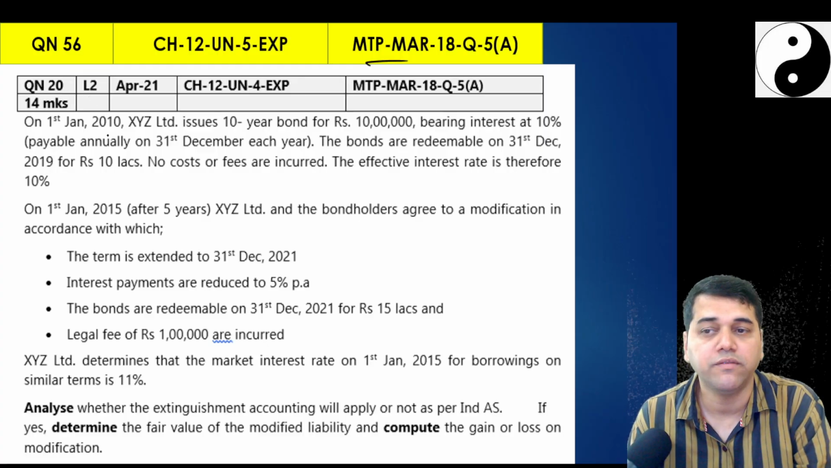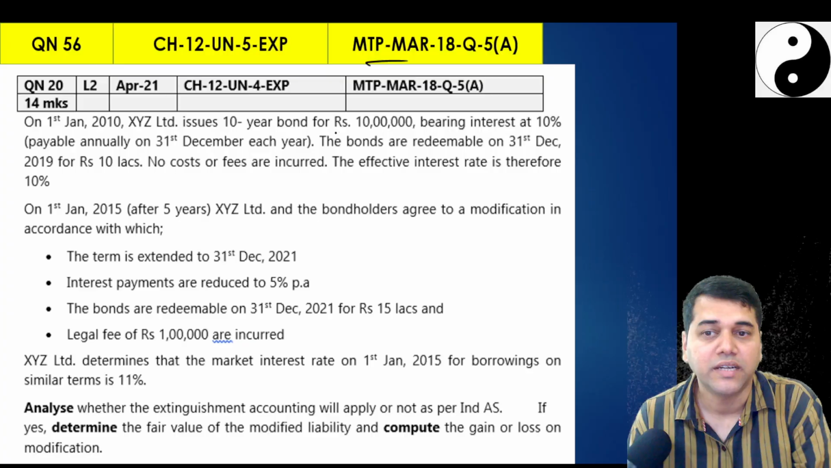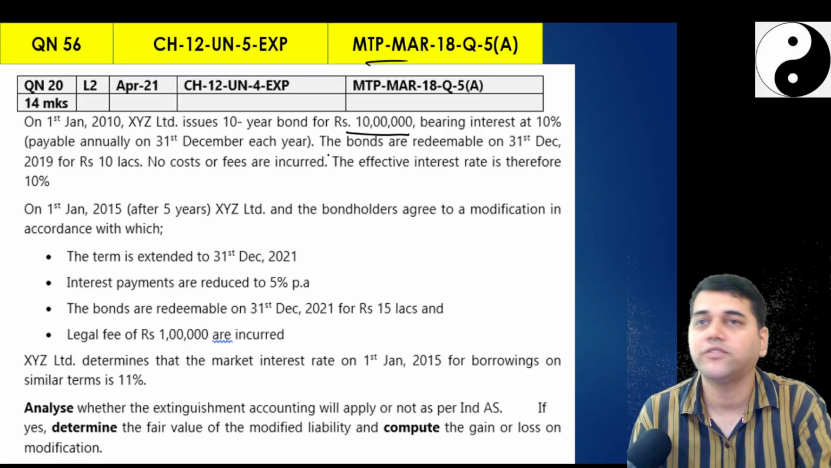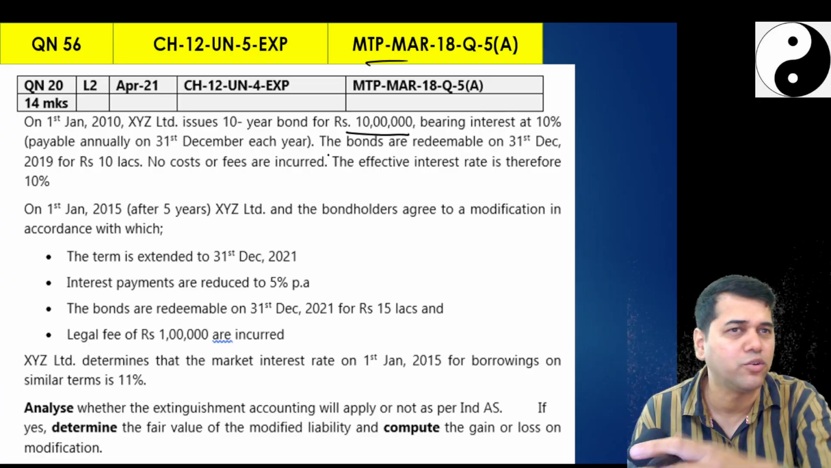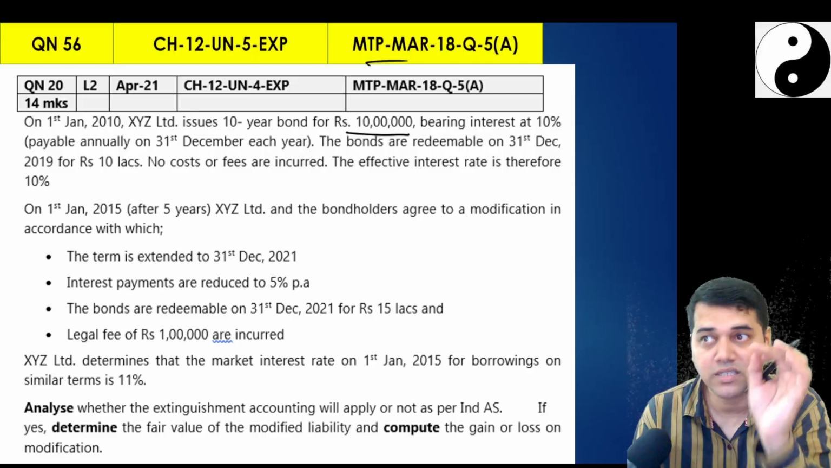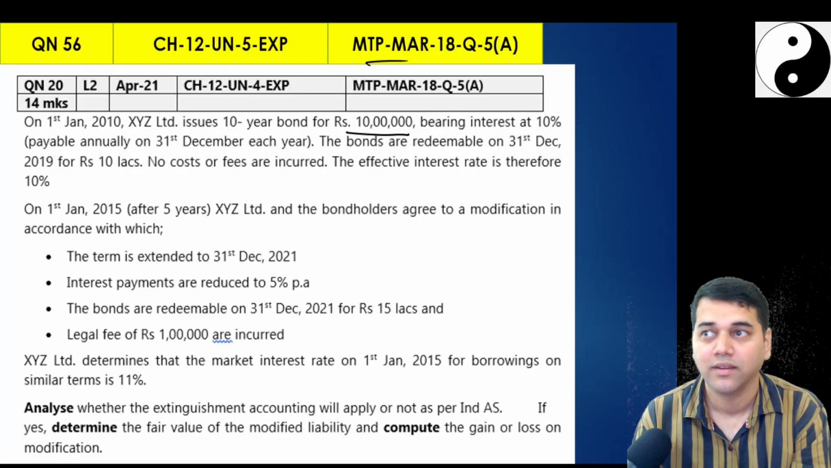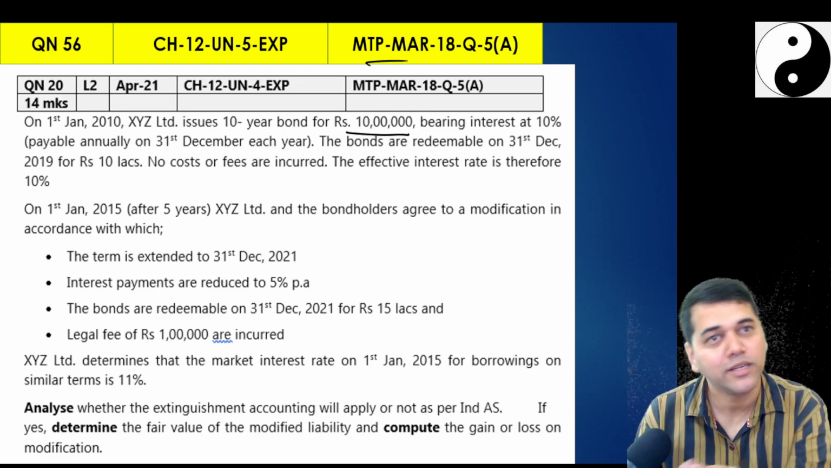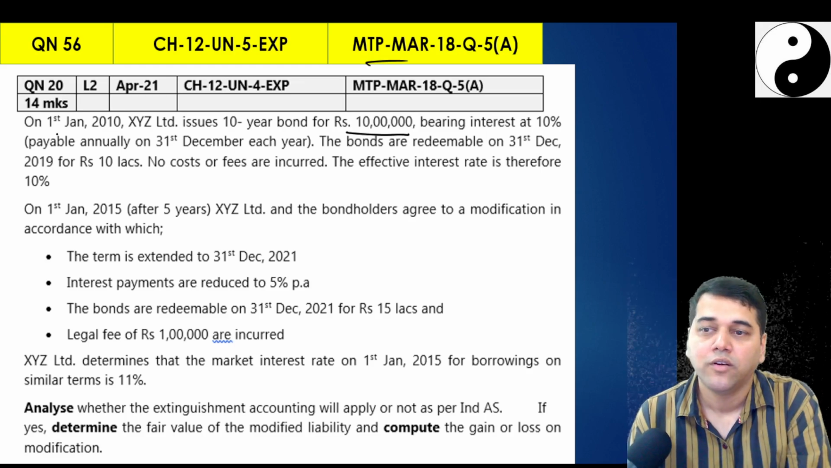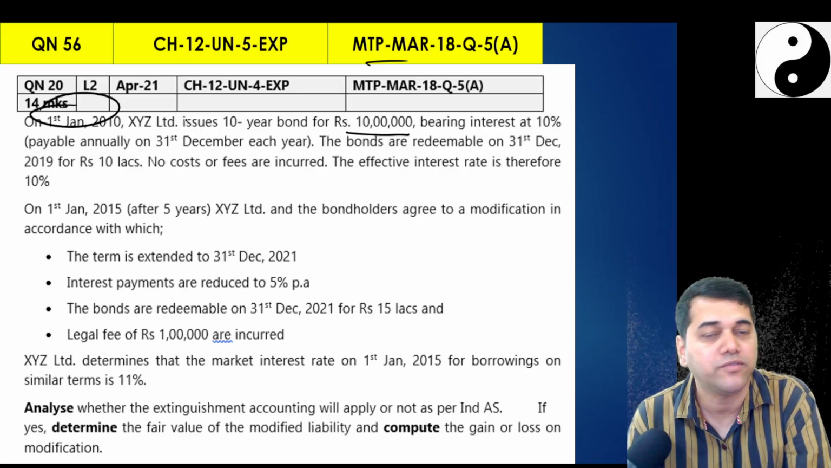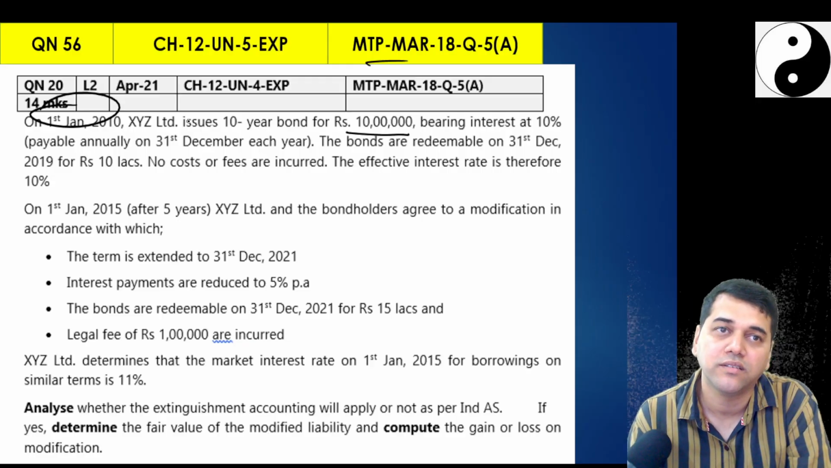On 1st of January 2010, XYZ Limited issues 10-year bond for 10 lakh rupees. And students, understand, sir, hardly 2-3 questions we are going to solve. But understand that question in depth because it's a lengthy question. Once you understand, grasp what we are doing, you are done. On 1st of January, they issued 10-year bond. So for XYZ, it is financial asset or liability?